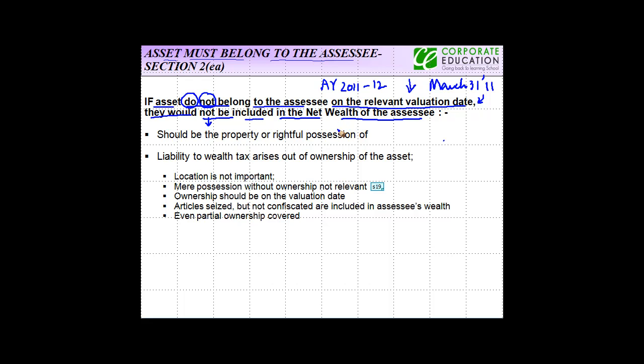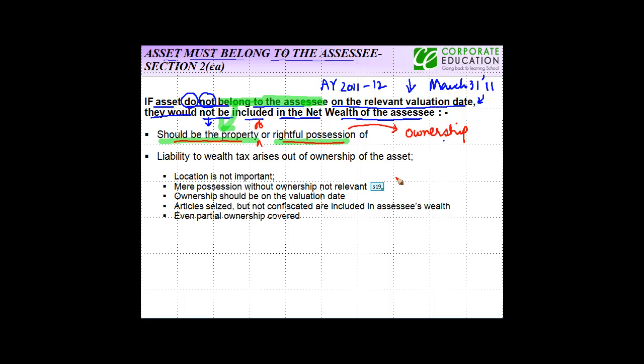Okay? Now, what do you mean by belong to the assessee? Let's see this word a little more closely. Belong to the assessee basically means that it should be the property or the rightful possession of the assessee. Now let's spend some time on understanding what this means. So it should be the property of the assessee or rightful possession of. So the rightful possession must be accompanied by ownership.